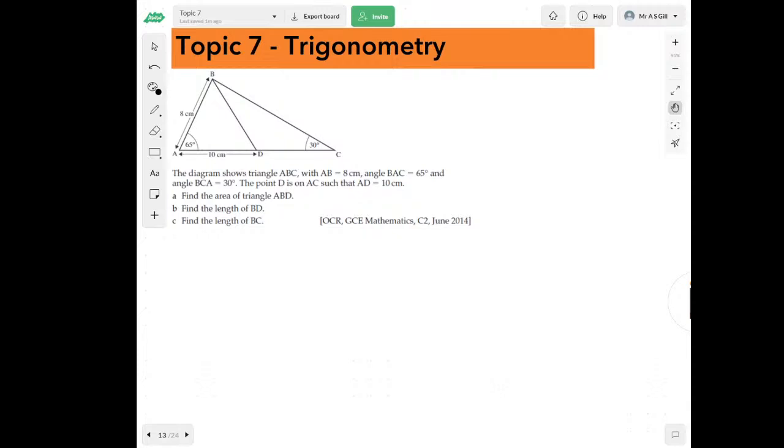And I'm just going to write up the answers in case you get to that point. These answers haven't been rounded, so you may get slightly different ones if you rounded them.